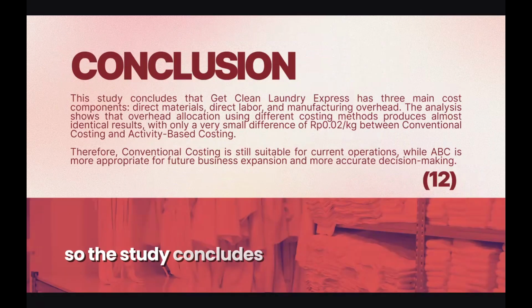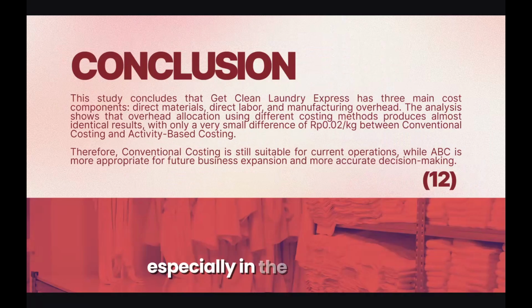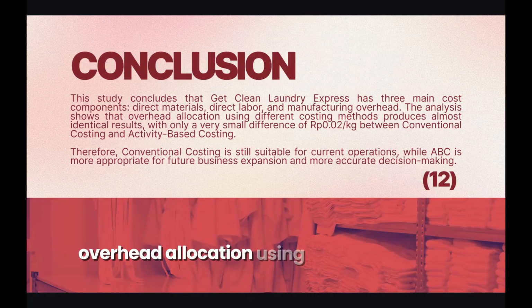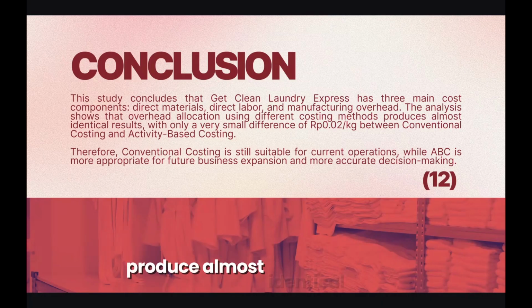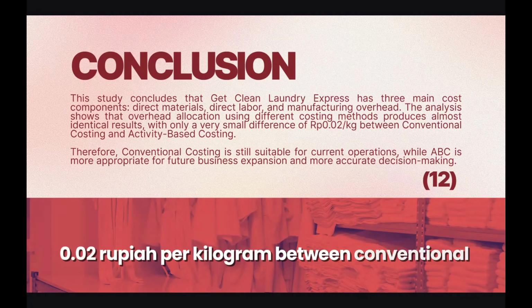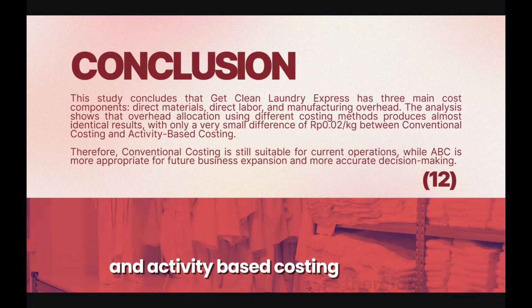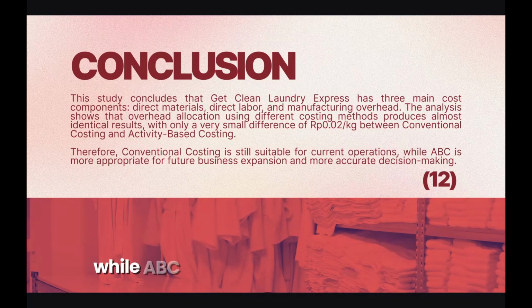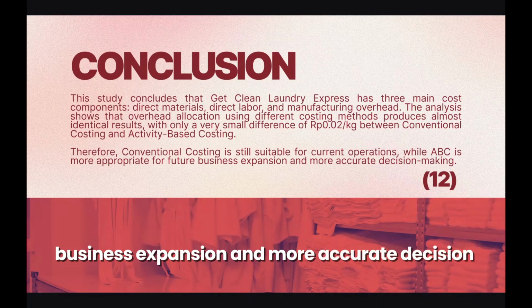So the study concludes that Get Clean Laundry Express, especially the Unilever branch, has three main cost components: direct materials, direct labor, and manufacturing overhead. The analysis showed that overhead allocation using different costing methods produces almost identical results, with only a very small difference of 0.02 rupiah per kilogram between conventional costing and activity-based costing. Therefore, conventional costing is still suitable for current operations, while ABC is more appropriate for future business expansion and more accurate decision making.